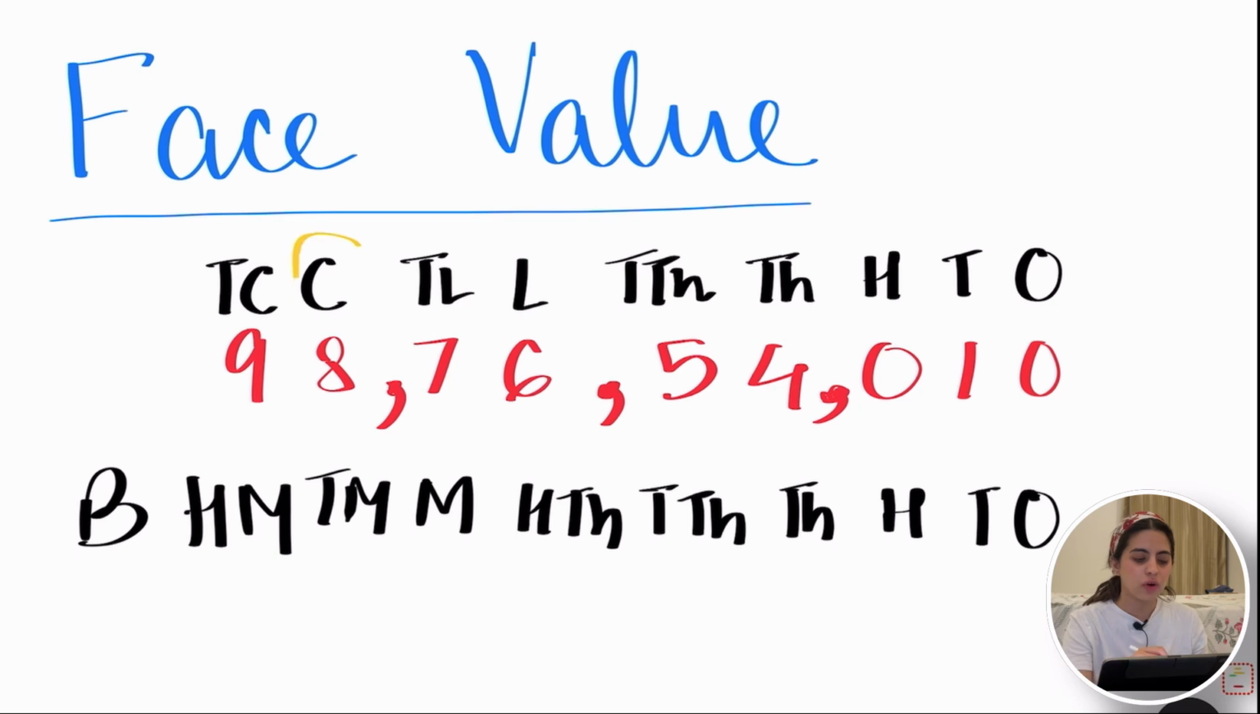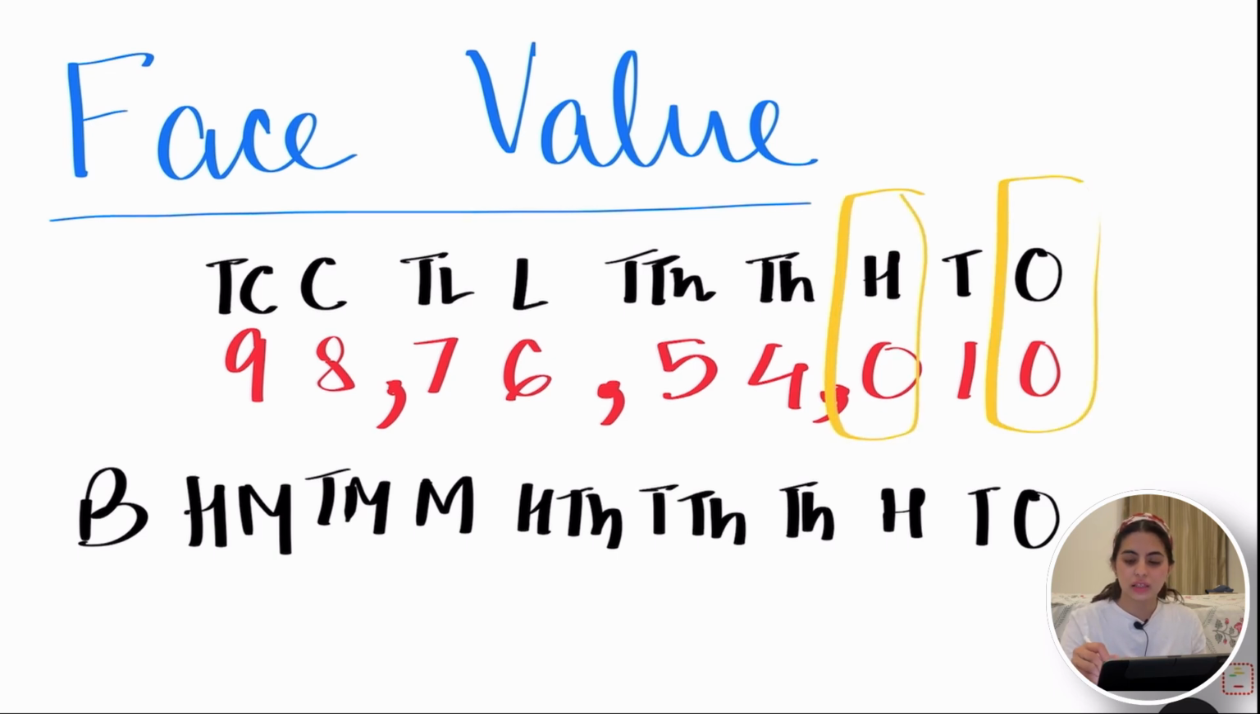The face value of 8 would be just 8, the number itself. The face value of 7 would be the number itself. Now, what if there are two same numbers? Yes, they will have the same face value. So here you have your 0 in the hundreds place and another 0 in the ones place. Both of these zeros have the face value 0. So if there is the same digit in your number, the face value for it is going to be the same.